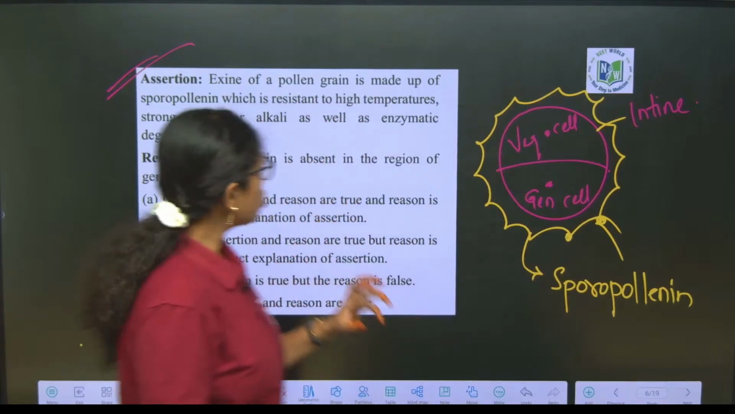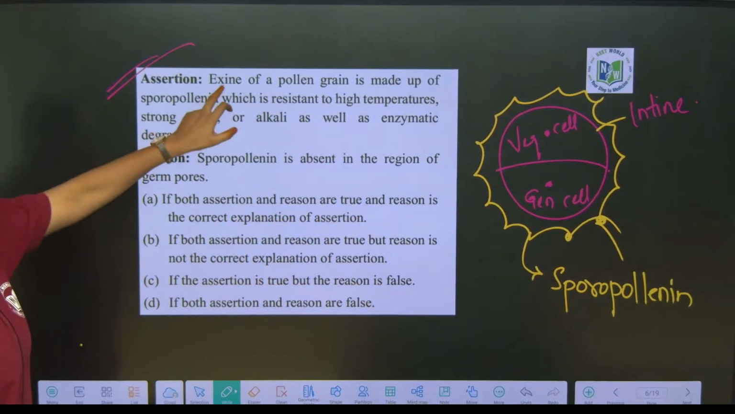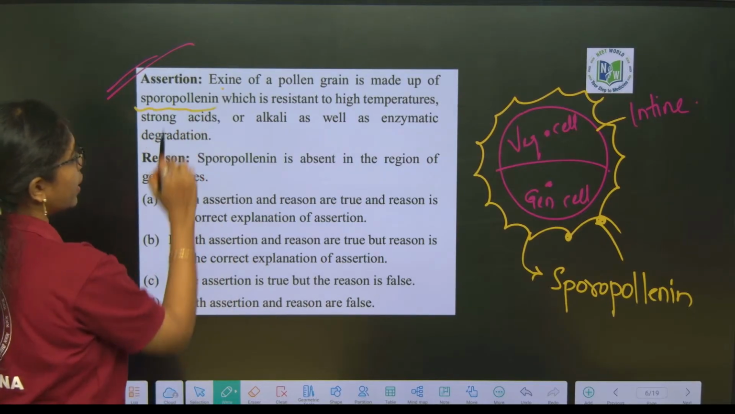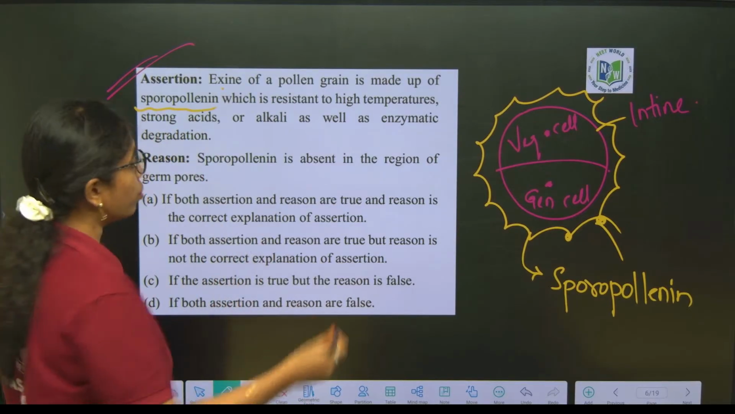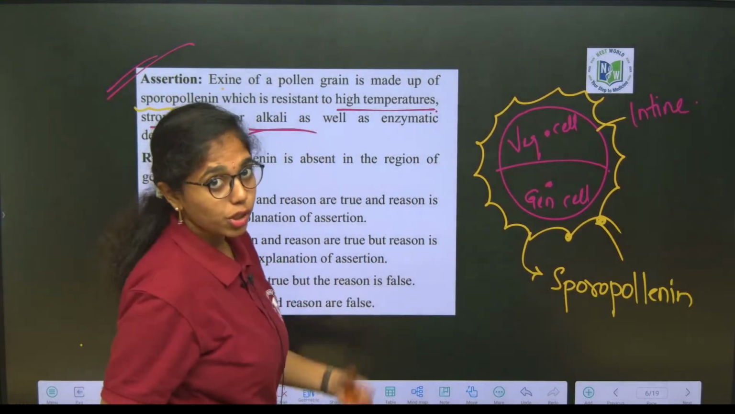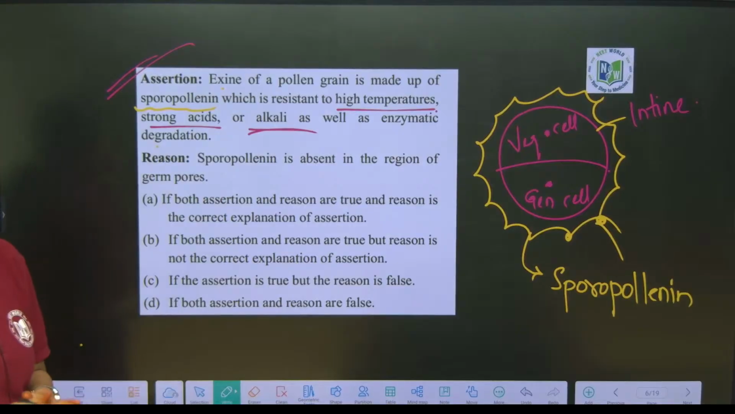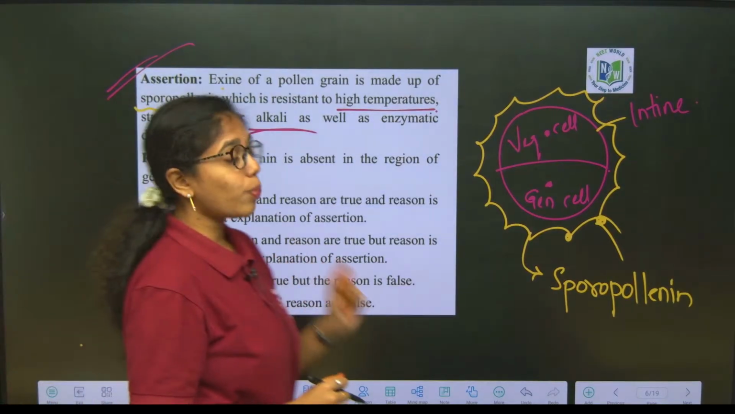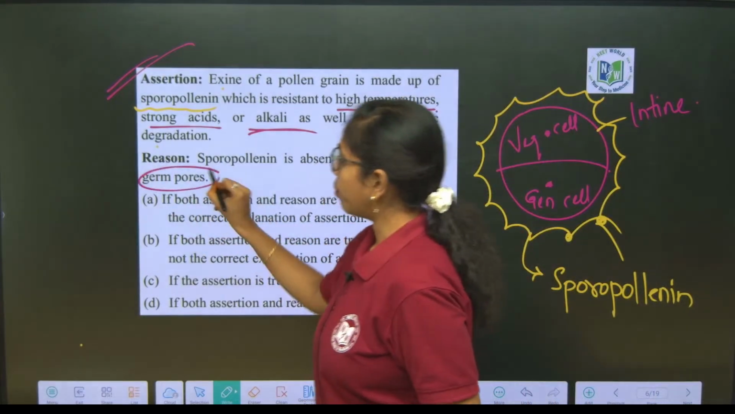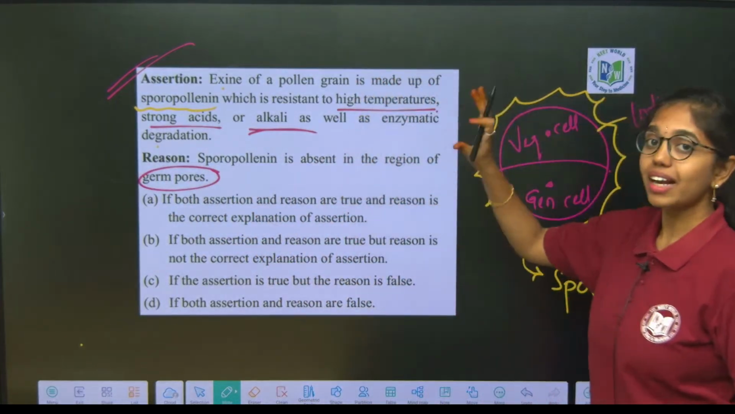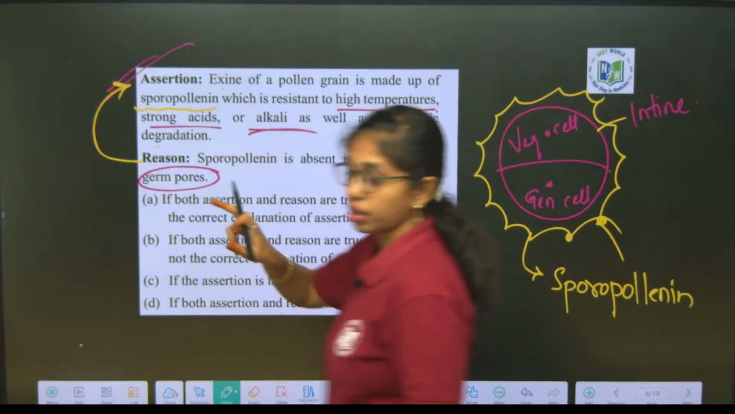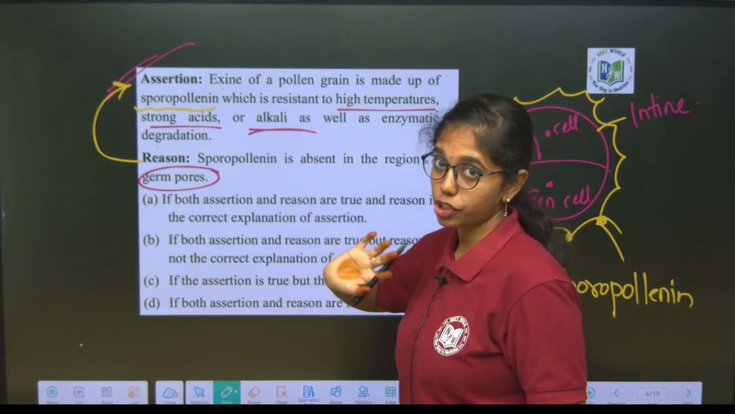Clear, right? So now you see the exine of the pollen grain is made up of sporopollenin, which is resistant to high temperatures, strong acids, alkalis, as well as enzymatic degradation. Reason: sporopollenin is absent in the region of the germ pores. So here both statements are correct, but the reason is not the correct explanation of the assertion.